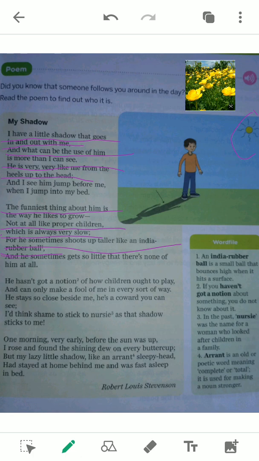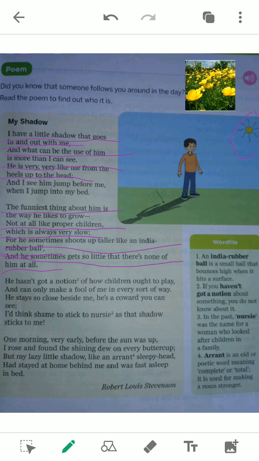And sometimes it gets so little that there is none of him at all. The child also observes that sometimes the shadow gets so little that it becomes invisible. There is none of him at all means it becomes invisible. It cannot be seen. So this is the growth of the child.